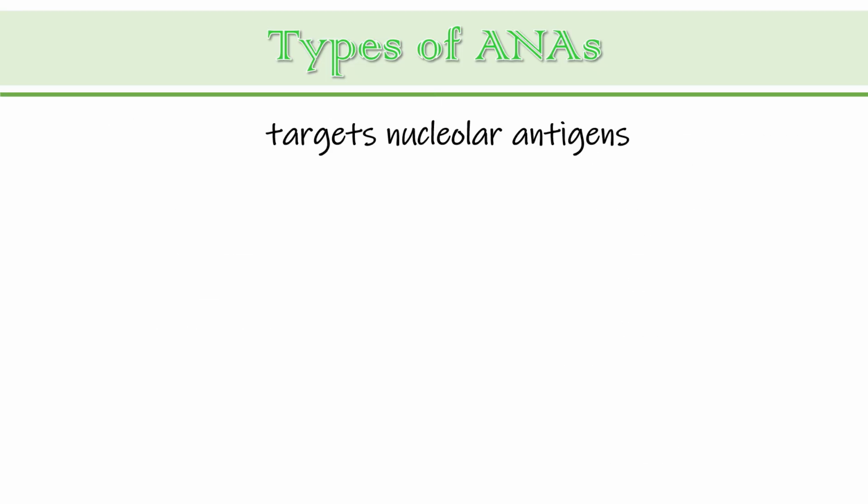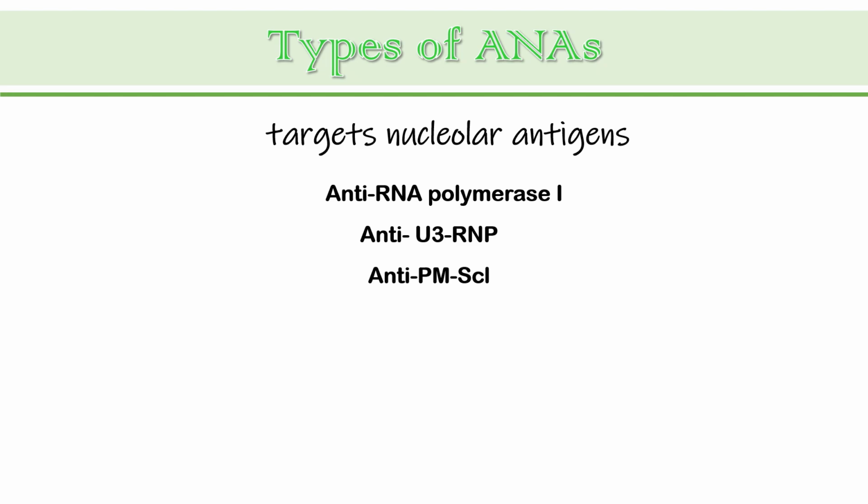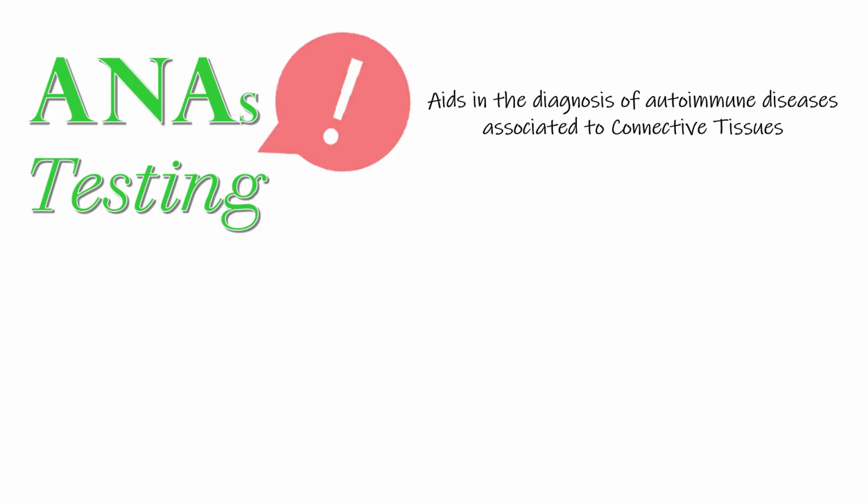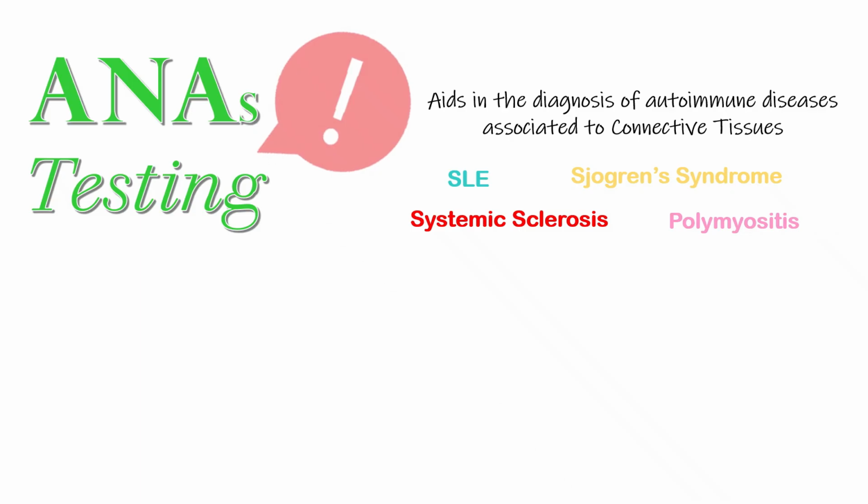And the last type of ANAs include those that target nucleolar antigens. Of course, these refer to antigens or proteins that are found within the nucleolus. This includes your anti-RNA polymerase 1, anti-U3RNP, and your anti-PMSCL. Testing and identification of these anti-nuclear antibodies aids in the diagnosis of autoimmune diseases associated to connective tissues, such as SLE, Sjögren's syndrome, systemic sclerosis, and polymyositis.